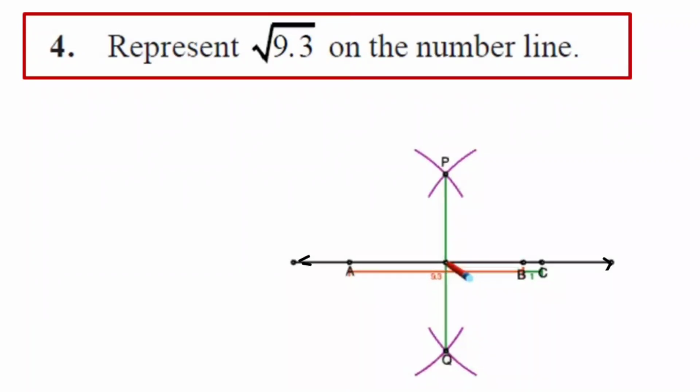Now with M as center, radius equal to MA or MC, if I make a semicircle, that semicircle will pass through A and C, or not? Now, what is the next step? You know that AB was 9.3. So at B, we will make a perpendicular to intersect the semicircle.